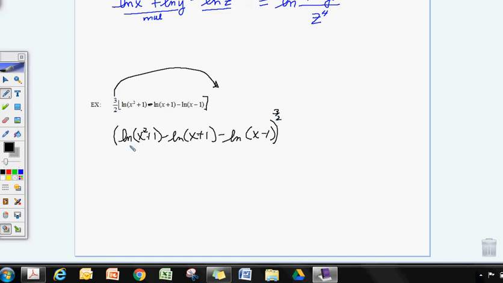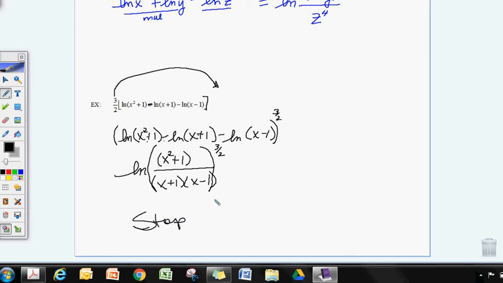Okay, so now in here there's subtraction, and you need to be careful with this. So as I rewrite this as 1 natural log, the positive terms go on the top. So the x squared plus 1 is on the top. This is a negative, so it goes on the bottom. X plus 1. This is also a negative, and x minus 1 goes to the bottom. And then this whole thing is raised to the 3/2 power. Now, I'm okay with you stopping here.